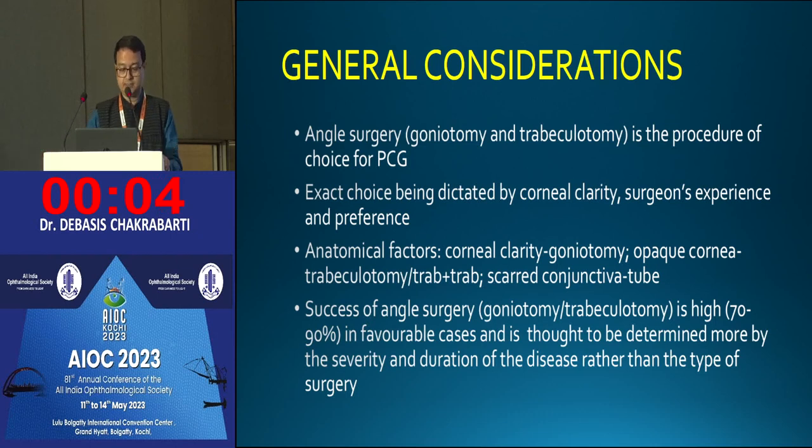The anatomical factor that decides this choice is the corneal clarity, because if it's a clear cornea, we can think about goniotomy. If it's an opaque cornea, goniotomy cannot be done. It has to be either a trabeculotomy or a combined trabeculotomy and trabeculectomy. And if it's a scarred conjunctiva, then a tube has to be done.